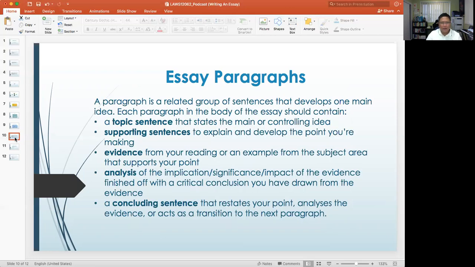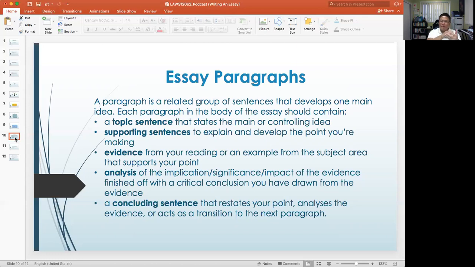Okay, now let's talk further about essay paragraphs, especially the body paragraphs. So a paragraph, remember, is a related group of sentences that develops one main idea. So you cannot have a sentence and say that that is a paragraph. A paragraph would usually consist of about 3 to 4 to 5 sentences. And if you have a body paragraph and it contains one main idea, you will notice that all the sentences in that particular paragraph are coherent, they're integrated, they're related.